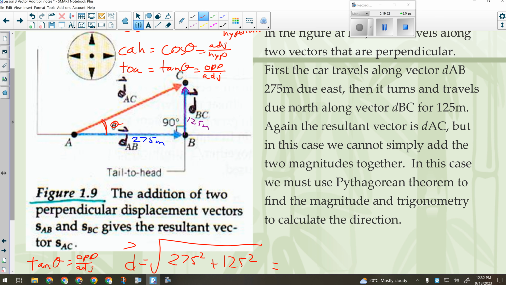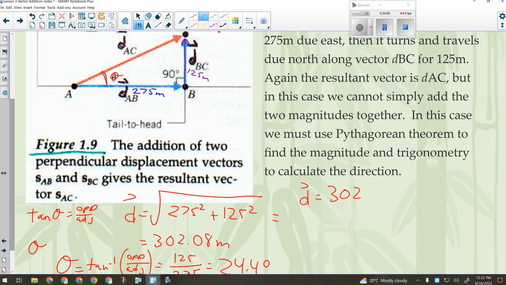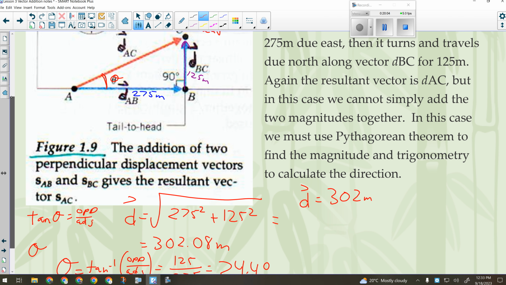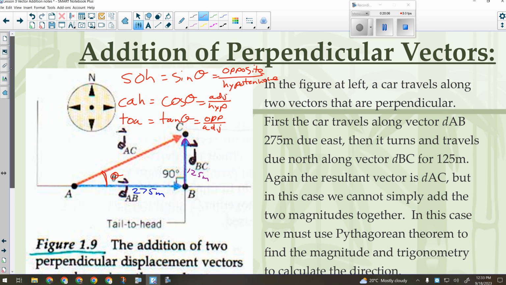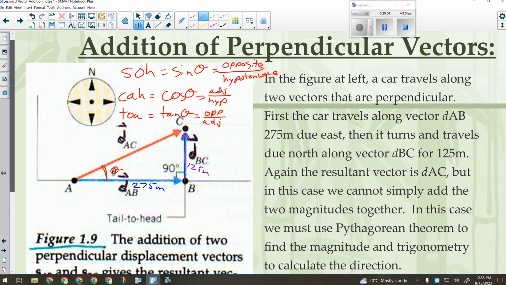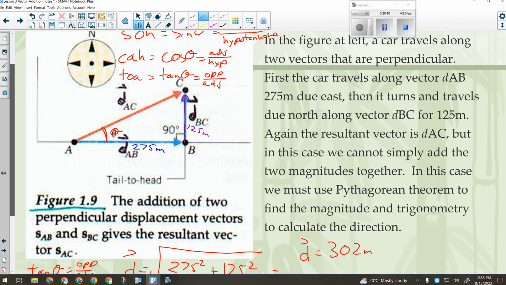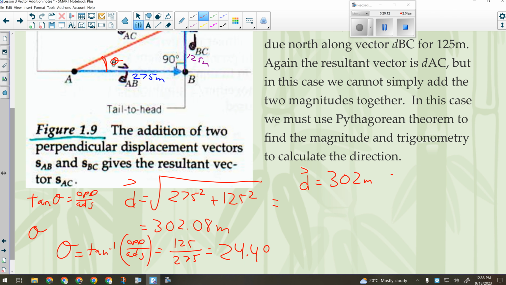Okay, so in the end, we would have three significant digits on this. So our overall displacement would be 302 meters. Actually, sorry, we only have two significant digits, because that 30 only had two, didn't it? Nope, everything has three. Okay, 302 meters at 24.4 degrees north of east.